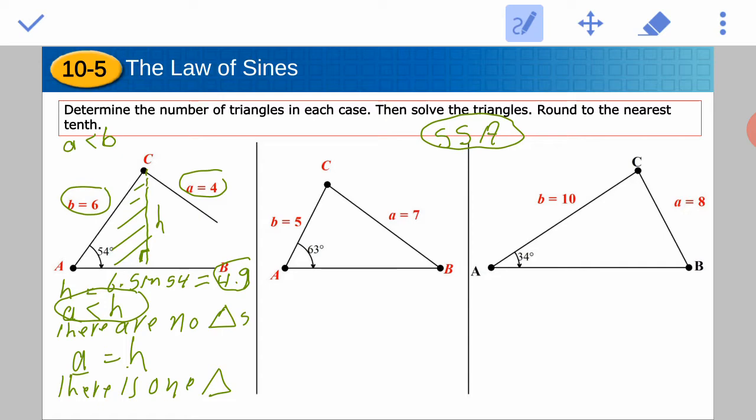So guys, please pay attention. When A is less than B, you have to find the value of H. If A is less than H, the triangle doesn't exist. If A equals H, there is exactly one triangle.